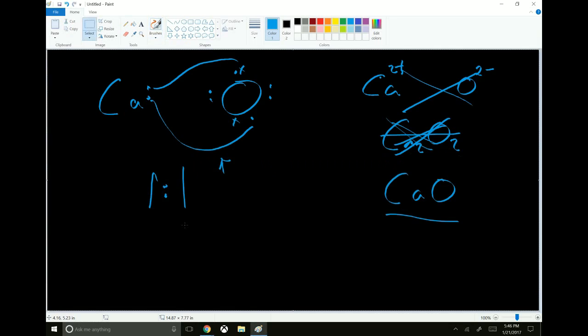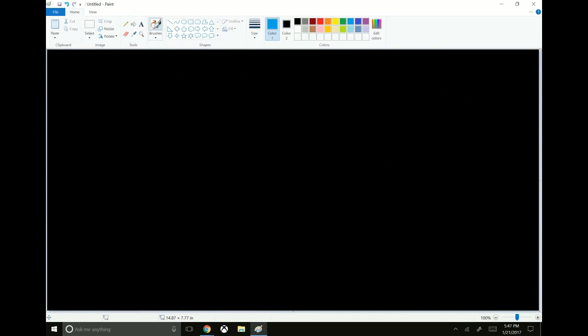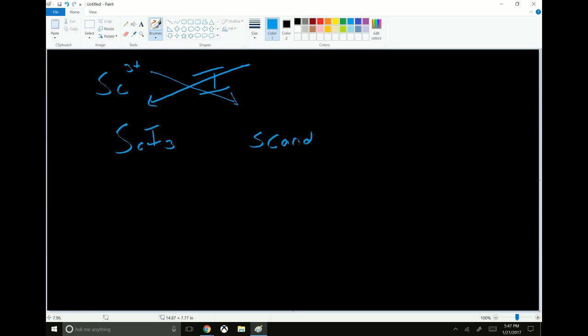Okay. So, say you have scandium 3+ and iodine with a 1-. Bring it down. Bring it down. Scandium iodide? Nope. Scandium is a transition metal. It needs to be scandium(III) iodide.